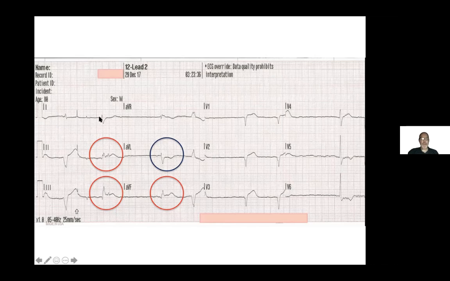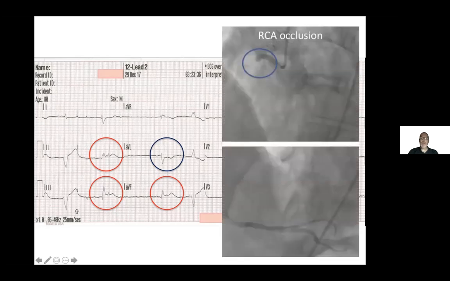It's pretty much telling you there's no ST depression at all. So this is one of the reasons why I don't even look at lead 1. I just look at lead AVL. And this guy had a proximal right coronary artery occlusion.